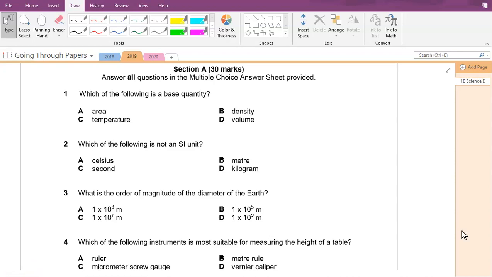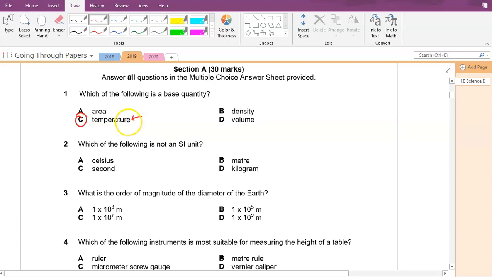Okay, let's go through the 2019 Sec 1E end of year science paper for Christchurch. So which of the following, let's start from question 1, which of the following is a base quantity? Okay, the answer is C. And then circle C. Okay, this is actually a base quantity. All this can be found in your textbook.